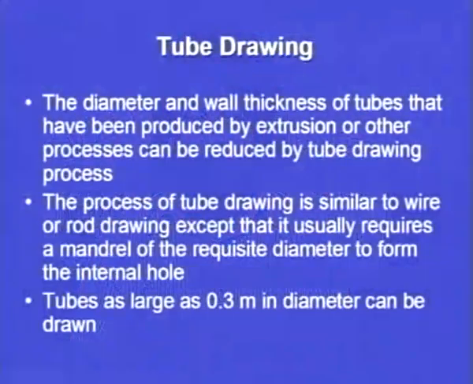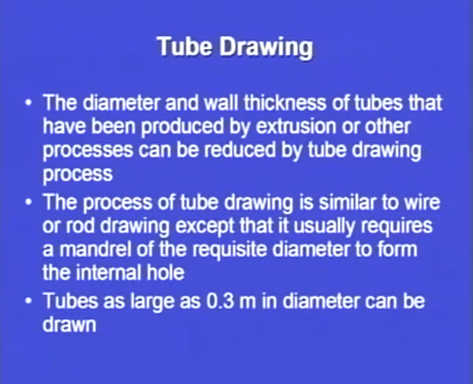Now very briefly we will go over the process, that is tube drawing. Instead of a wire, when we need to make a tube, how are we able to draw a tube using the equipment? Basically, the diameter and the wall thickness of tubes that have been produced by extrusion or other processes can be reduced by the tube drawing process. Tubes can be made by the extrusion process. In subsequent lectures we will see what extrusion is. Extrusion can be forward extrusion, it can be backward extrusion. So whatever tubes we have made using any manufacturing process like extrusion or others can be reduced by the tube drawing process.